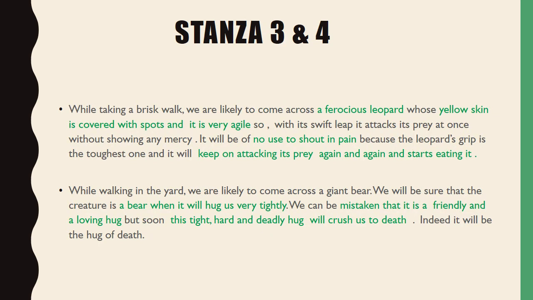In stanza 3 and 4, the poet talks about the distinct features of a leopard and a bear in order to recognize them. She says that while taking a walk, we are likely to come across a ferocious leopard whose yellow skin is covered with spots and it is very agile. So, with its swift leap, it attacks its prey at once without showing any mercy. And it will be of no use to shout in pain because the leopard's grip is the toughest and it will keep on attacking its prey again and again and starts eating it.